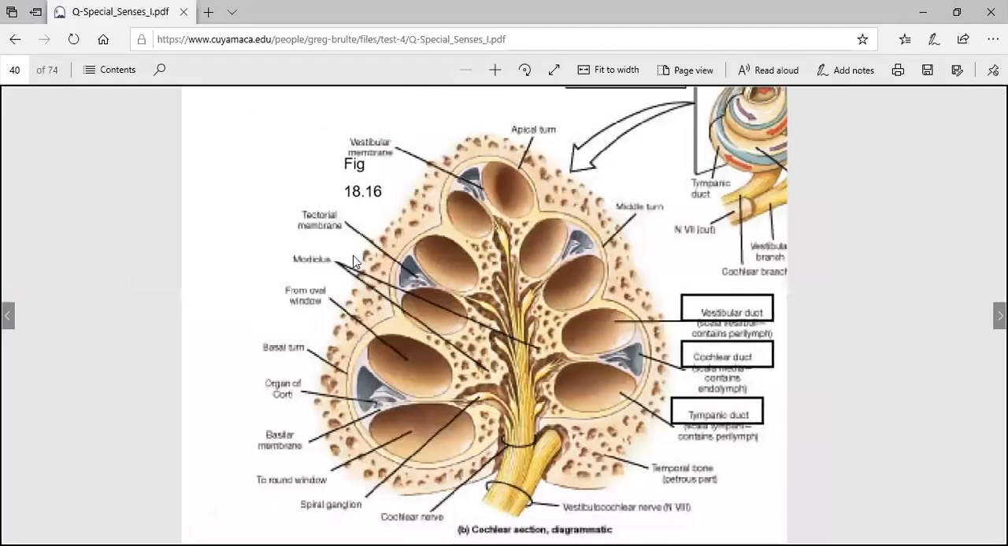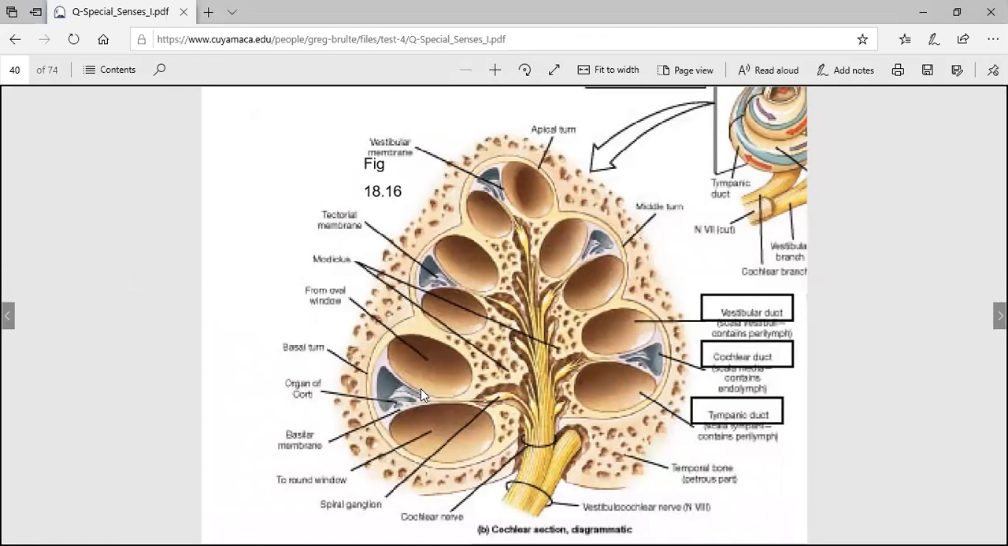So let's go back. At the bottom, it's important to realize that this basilar membrane goes all the way around, and that's the same basilar membrane. It goes all the way around, all the way around, all the way around.